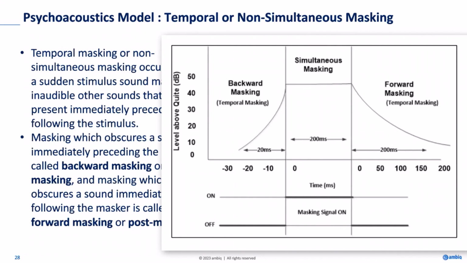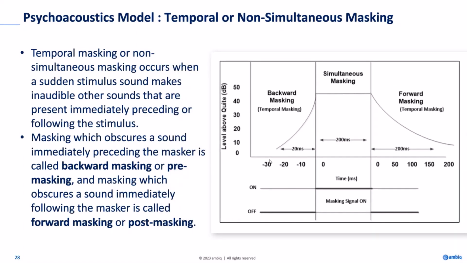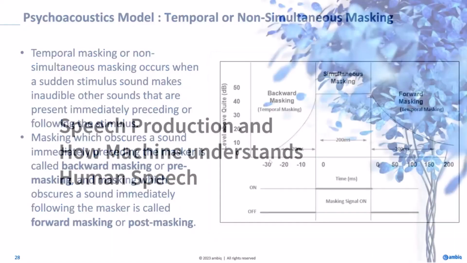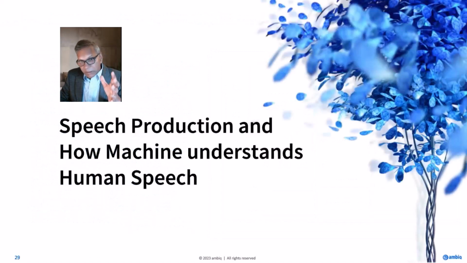Attack time usually is around 2 to 20 milliseconds. Decay time is around 50 to 200 milliseconds. For AGC, for compression, for any other gain adjustment, these time constants play an important role. So you are putting these subbands together, and it's important to put these time constants there. That's about the auditory system, how we perceive sound, how the psychoacoustic system works.